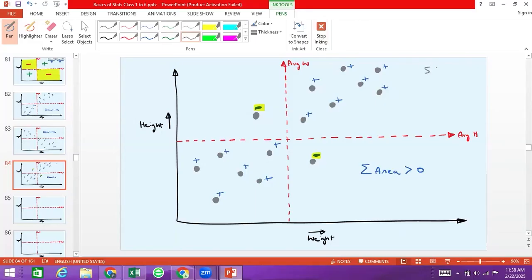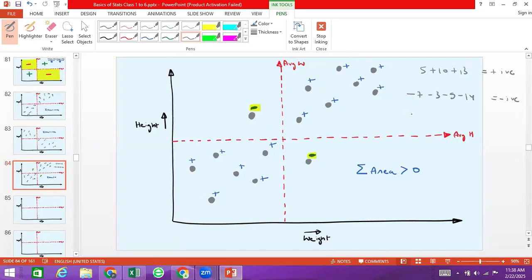If there are numbers like 5 plus 10 plus 13, if all the numbers are positive, the summation will be positive or negative? Positive. If all the numbers are negative, -7, -3, -9, -14, summation will be positive or negative? Negative. If most of my numbers are positive, 5 plus 10 plus 13 plus 19, and one or two numbers are negative, let's say -2, -3 plus -8 plus 18, and so on, what will be the summation, positive or negative? Positive, right? Because most of the values are positive.